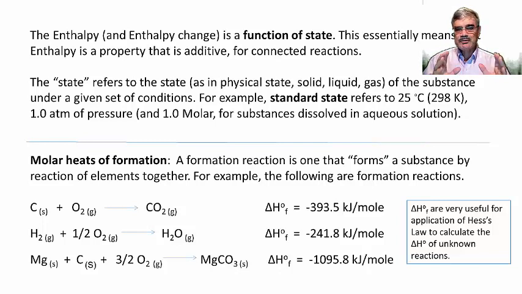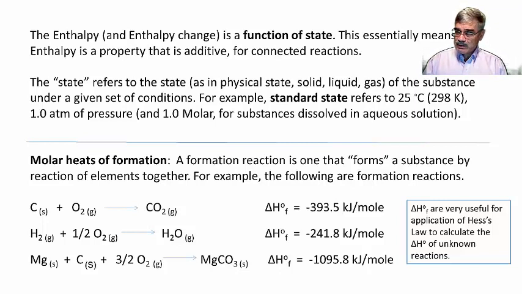So we use the symbol delta H, superscript 0, which means standard state conditions, subscript F, which means formation. And that value is minus 393.5 kilojoules per mole. Now somebody has determined this number and they put it in a table for us. Okay, let's think them. Second reaction.